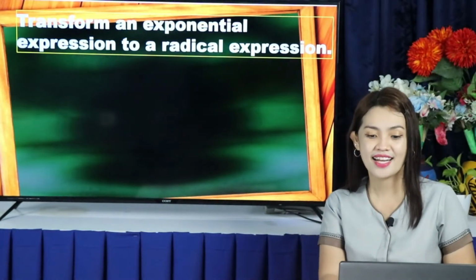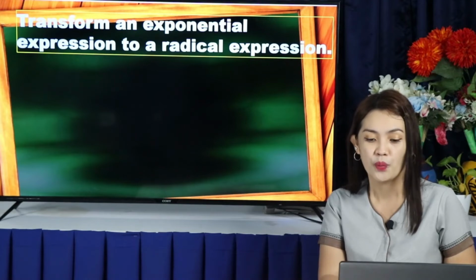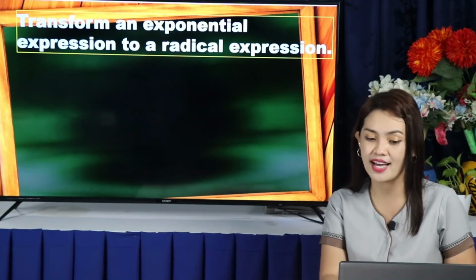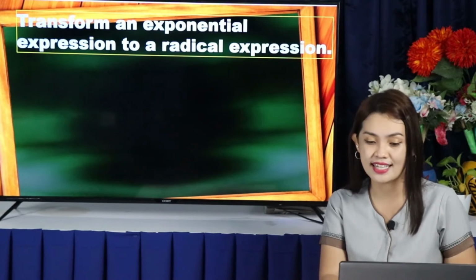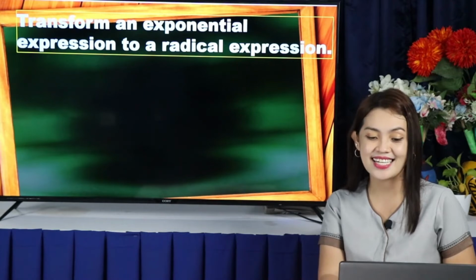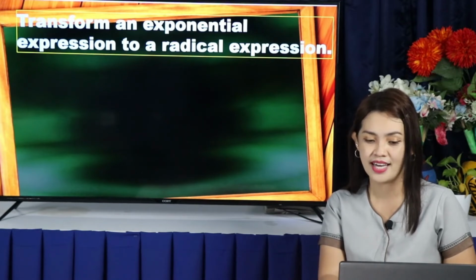This time, let us transform an exponential expression to a radical expression. Remember, we can change any expression with rational exponents into a radical expression by using the denominator of the exponent as an index, and the numerator becomes the power of the entire radical expression.